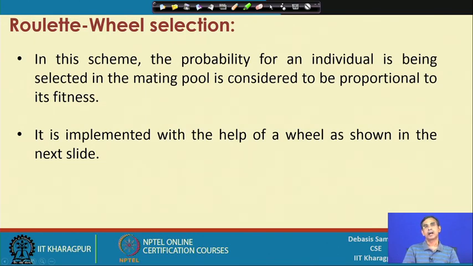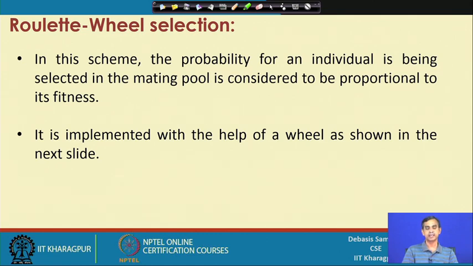Now, after knowing the canonical selection, we will learn about the next selection strategy. It is called the Roulette Wheel selection strategy. In this scheme, the probability of an individual being selected for the mating pool is considered proportional to its fitness. That is the same concept as canonical selection. That is why both techniques are called proportionate based, but the idea is a little bit different.